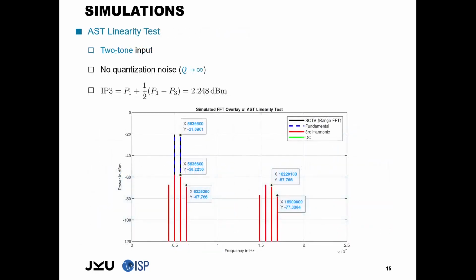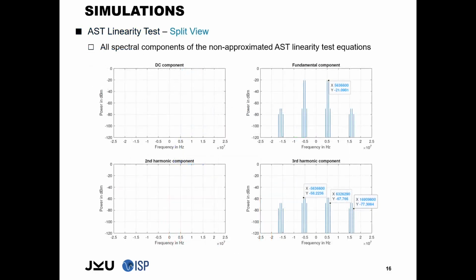Now with the AST linearity test, with no quantization noise, the IP3 equals 2.248 dBm and is correct. And now we can see that we also have separated the fundamental spectrals and the third order harmonics. We also can look at this with the split view. We don't have a DC and a second harmonic component because alpha 0 and alpha 2 are set to 0, but we have our fundamental and our third harmonic component.